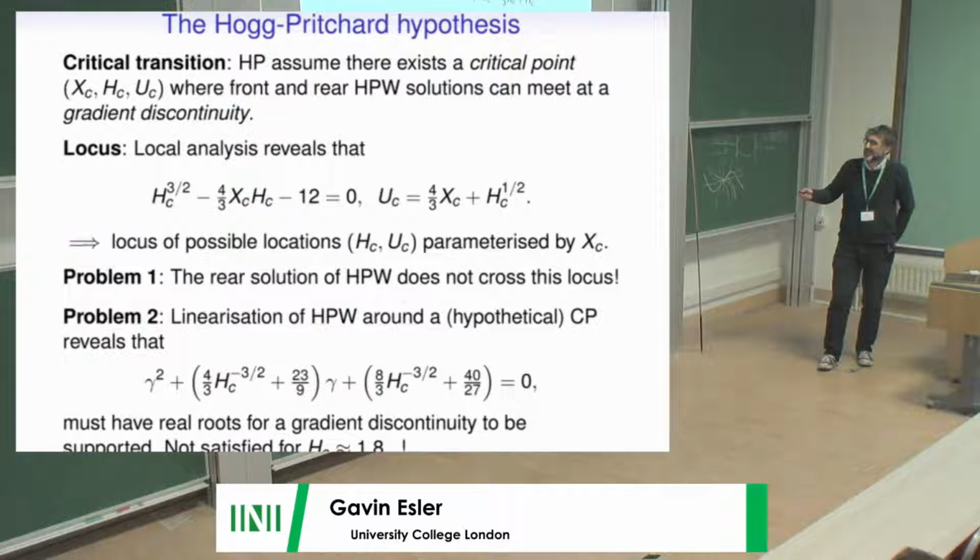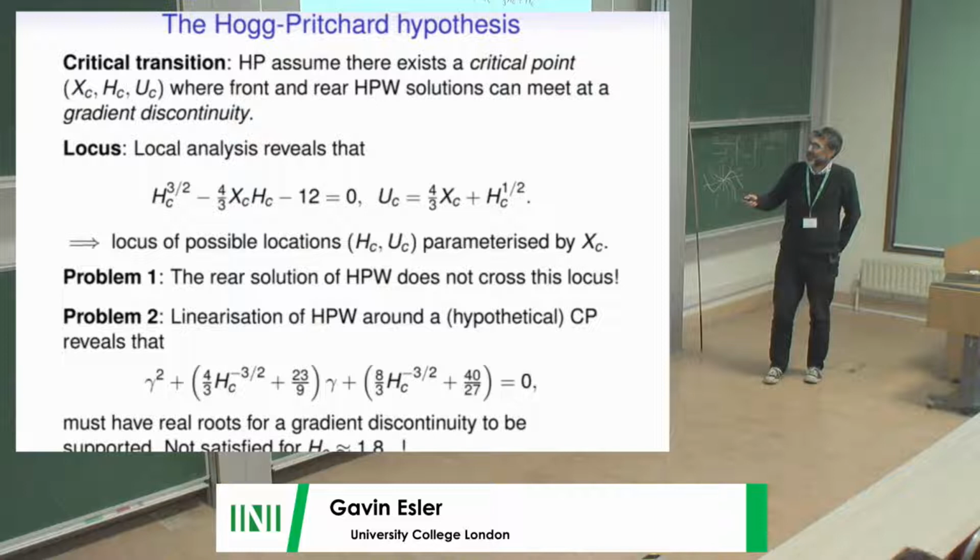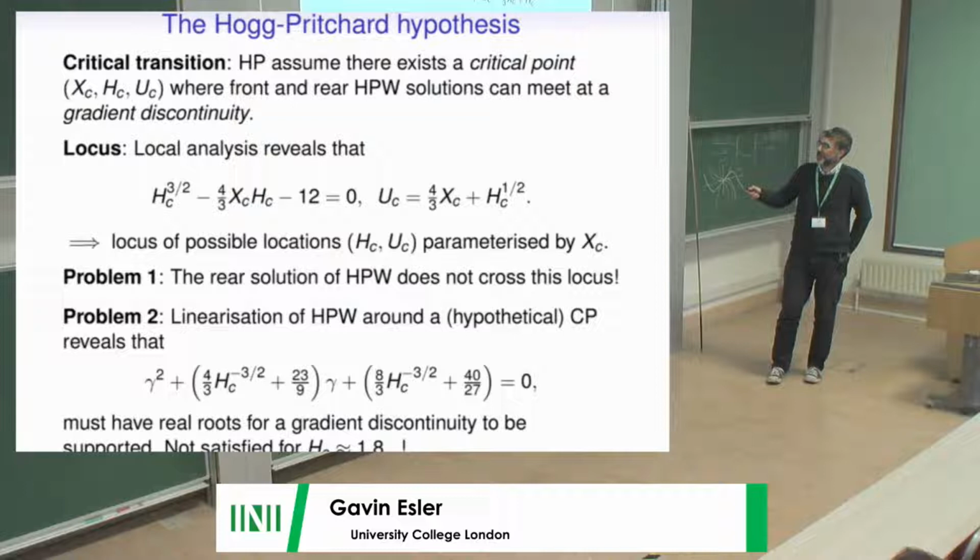And we noticed there were two kind of critical problems. One is that the rear solution, which is unique, doesn't cross this locus of possible critical points. And the second problem is, if you actually linearize the equations about a hypothetical critical point and do lots of work, and that was one of the projects, you end up with this equation where gamma here is actually the gradient in the velocity correction field.